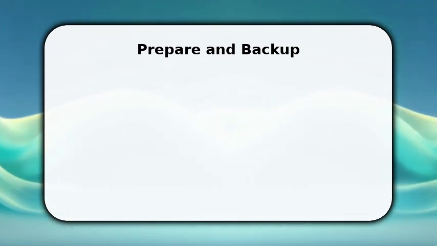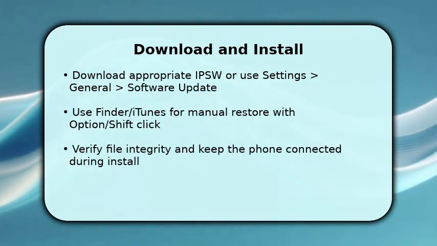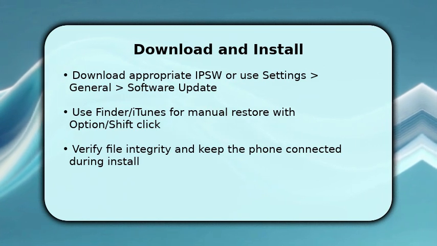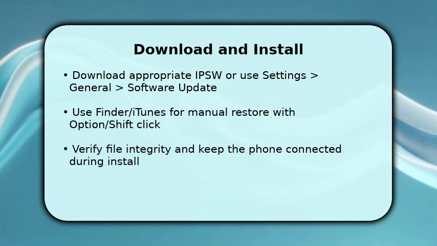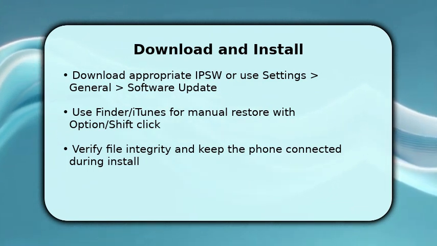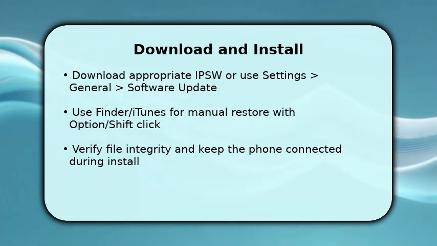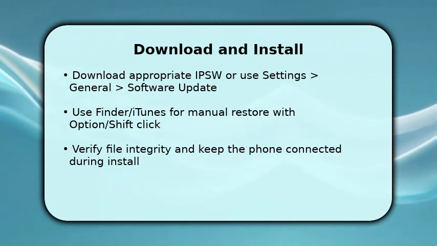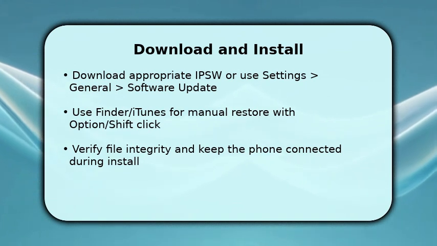You will obtain the correct installation file or use the standard settings route. Choose IPSW only if you need a specific version. Then connect to a Mac/PC and open Finder or iTunes, selecting Restore while holding Option or Shift to pick the file. This forces installation of the chosen iOS. Make sure you verify the file and keep the cable attached and the machine awake, because interruptions during restore can leave the device unusable until completion.